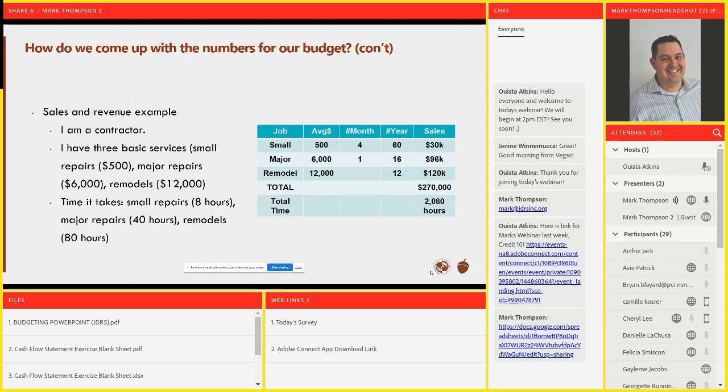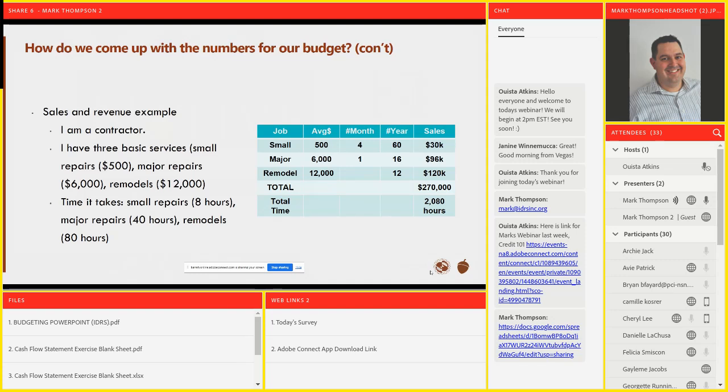So my chart's a little messed up, and I think that could be confusing people, but I think you get the gist, right? We get the number, an average per month, what we estimate. We multiply that by 12 for the year, and then we multiply the average cost by the number we do for the year. We get those in the different categories, and we add those up. So in this example, it's 270. Probably the math is way off, but you get the gist.